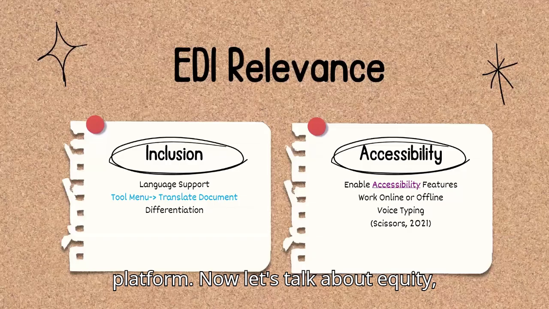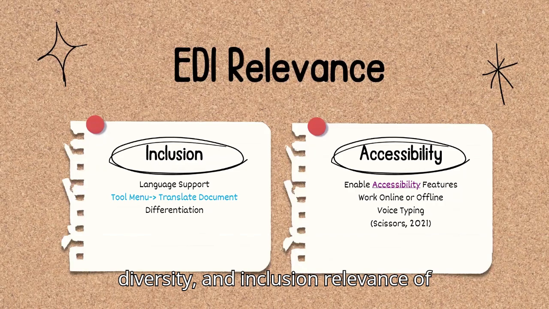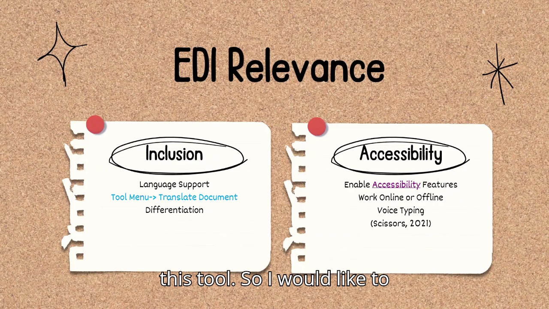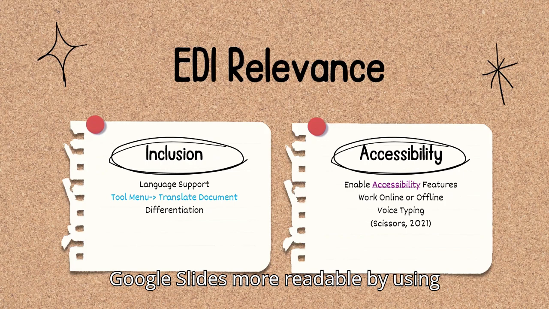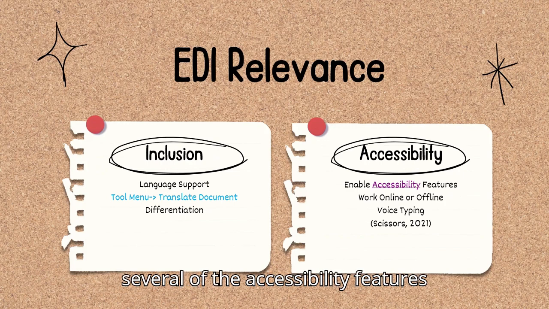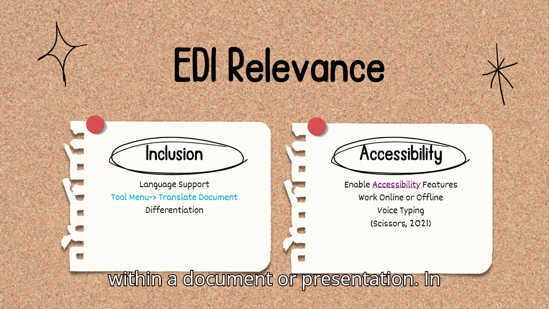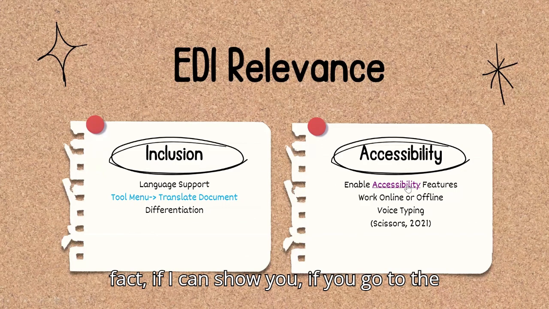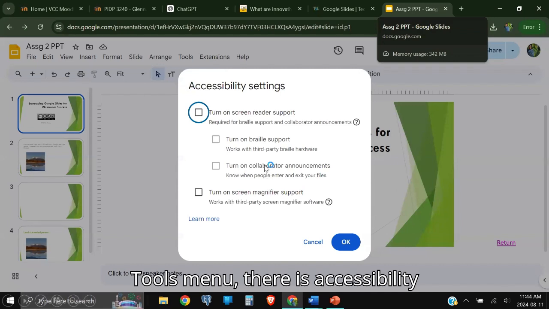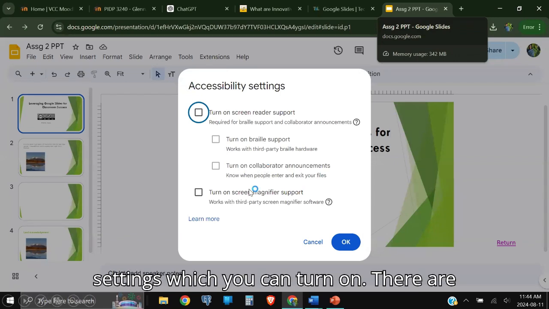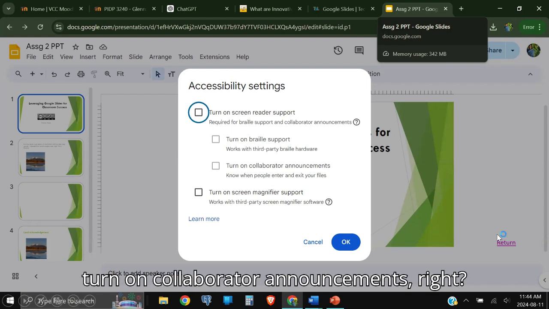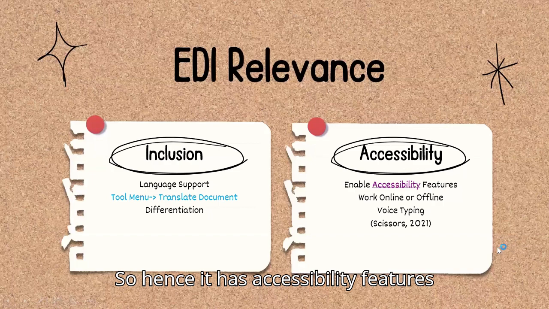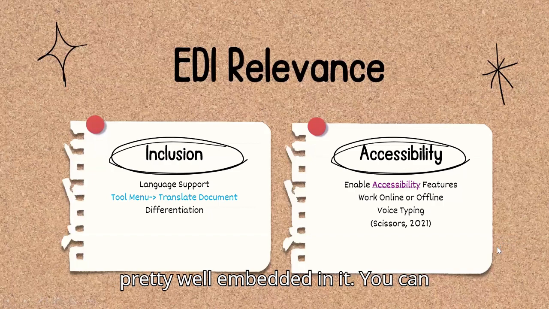Now let's talk about the equity, diversity, and inclusion relevance of this tool. I would like to start with the accessibility features. Teachers can make Google Slides more readable by using several of the accessibility features within a document or presentation. In fact, if I can show you, if you go to the tools menu, there are accessibility settings which you can turn on. There are various options: turn on Braille support, turn on collaborator announcements, right? So it has accessibility features pretty well embedded in it.